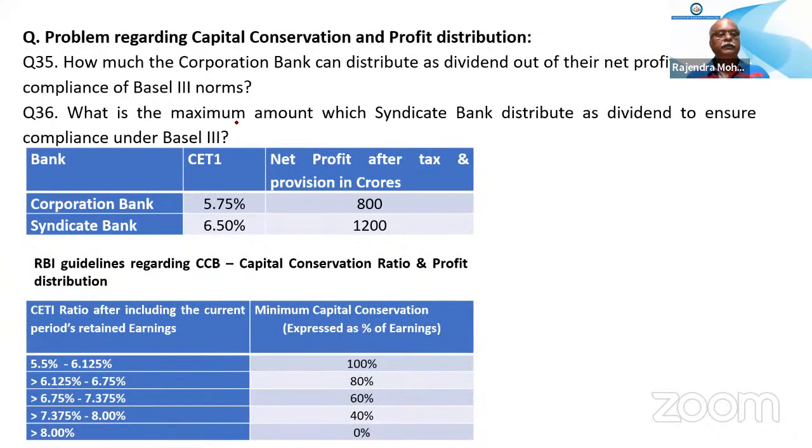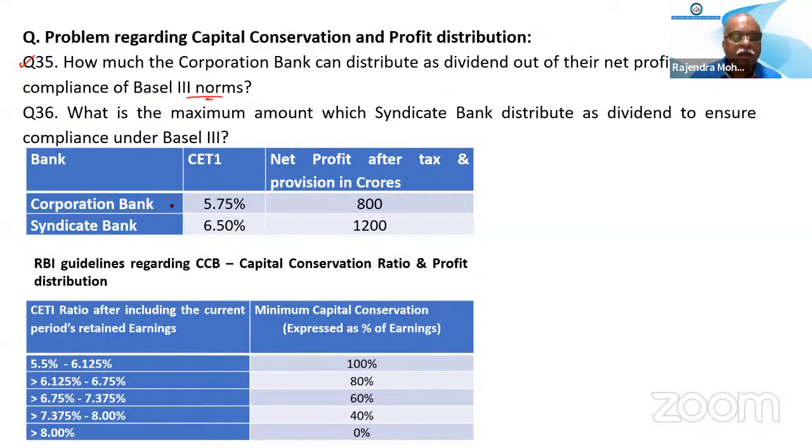Now this problem regarding capital conservation buffer and profit distribution. Here, two banks are there where their CET1 has been given. The CET1 percentage and the net profit after tax and provision are given. These are the RBI guidelines. Now, the first question is asking how much Corporation Bank can distribute as dividend out of their net profit to ensure compliance with Basel III norms.